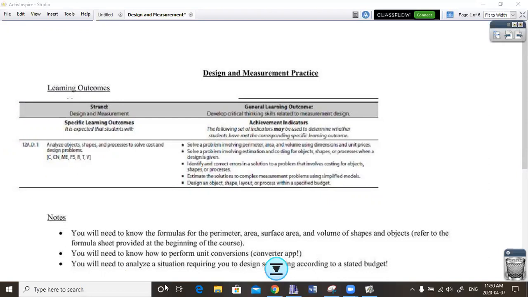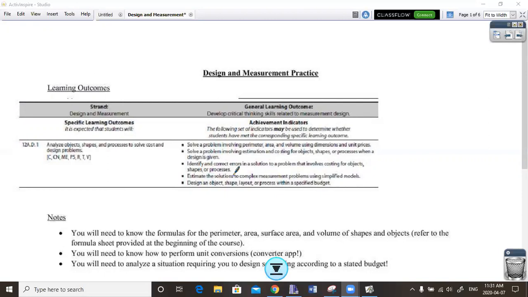So basically, what's going on here is that you're going to have different scenarios where you're going to have to use your knowledge of the surface area calculations, the volume calculations, and then applying it to a budget. But you are going to have to be reading the questions carefully because there's always going to be some kind of context that's involved, and so you do have to read those questions carefully.